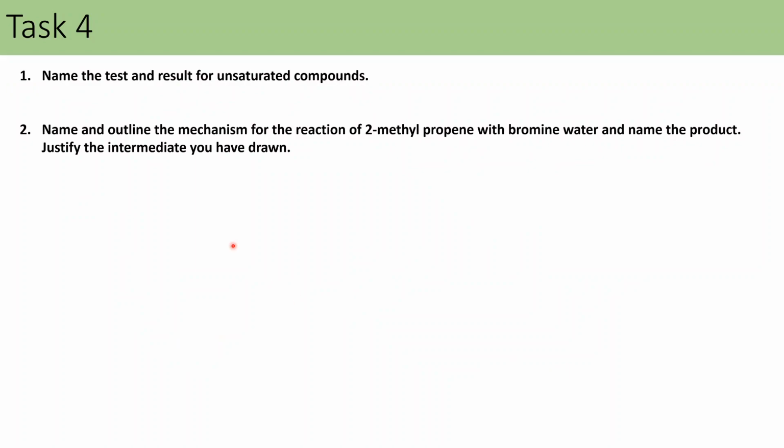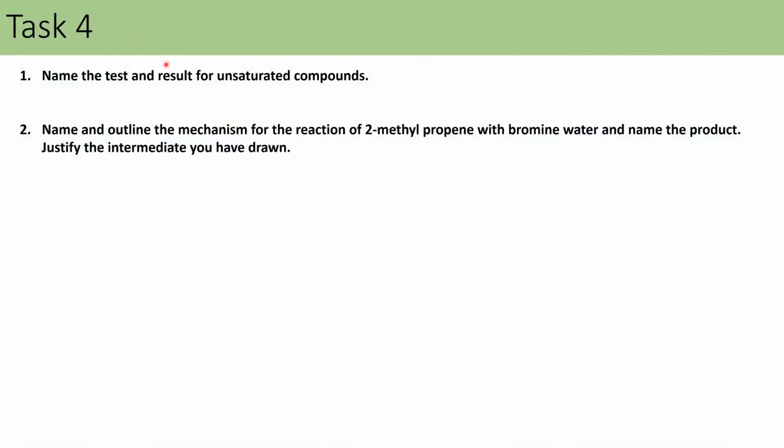Okay, so task 4. I need you to name the test and result for unsaturated compounds, in other words, C=C double bonds or alkenes. Then I want you to name and outline, that means name the mechanism and draw the mechanism, for the reaction of 2-methylpropene with bromine water, and name the product, and justify the intermediate you have drawn. So if you could pause the video here, complete this task on your Google Doc, then come back to it and have a look at the worked answer. Remember to use ChemDraw to upload your mechanism. It might take you a while to get used to the mechanisms. You can just use d's as deltas. But yeah, pause the video, upload your answers, then come back.